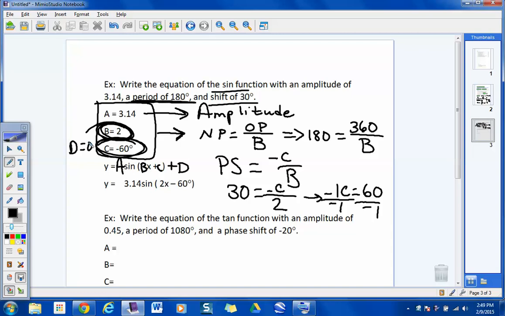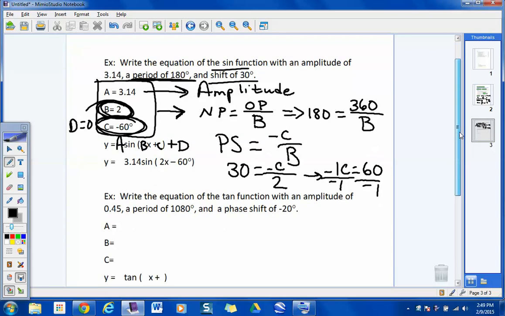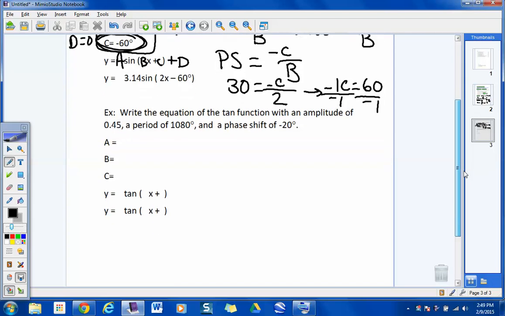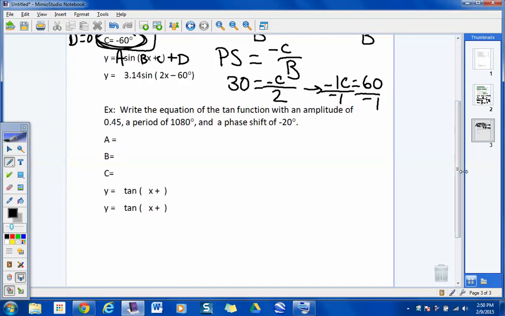The final function becomes y equals 3.14 there because of the amplitude, sine of 2x. The 2 determines your new period of 180, and the opposite of negative 60 divided by 2 gets you your shift of what? 30 degrees here. Okay. All right. So let's see if we can figure one of these out. I'm going to put a vertical shift right up here. A vertical shift of 2 for this next example. Okay. Let's get this last example done, and we'll call it good today.